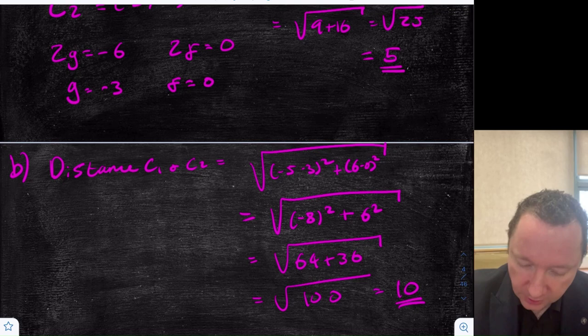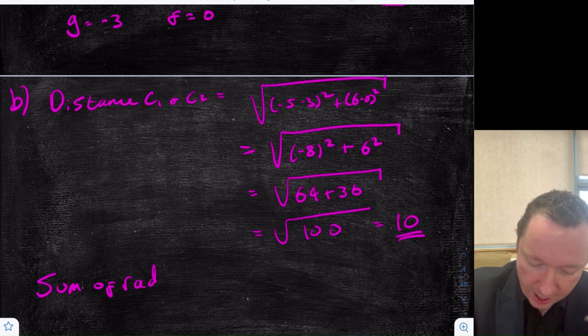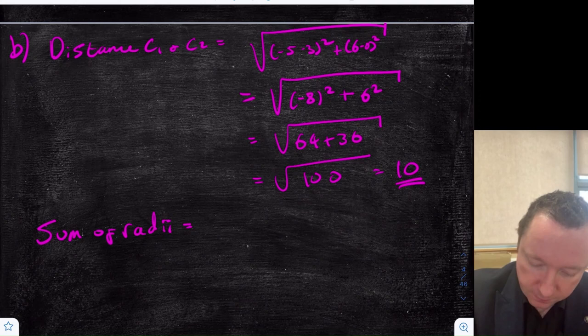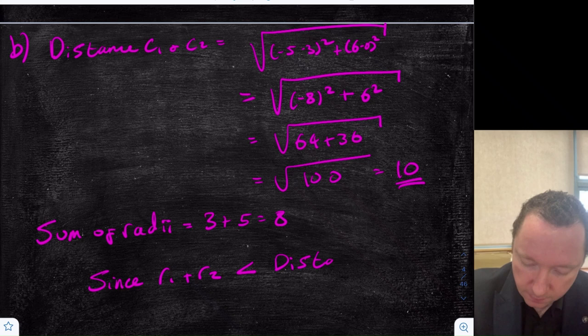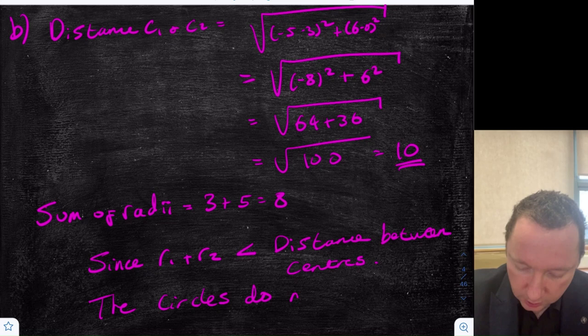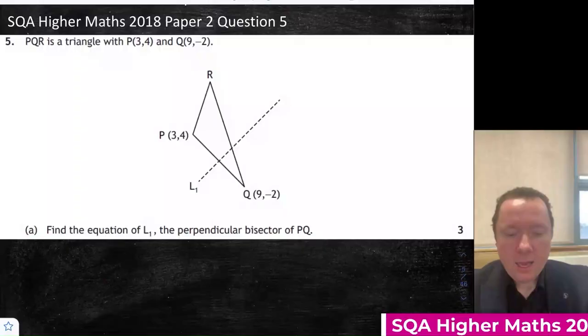Sum of the radii. Well, that's just 3 plus 5, which equals 8. So since R1 plus R2 is less than the distance between the centres, the circles do not intersect. And we're done there. SQA Higher Maths 2018, paper 2, question 5.